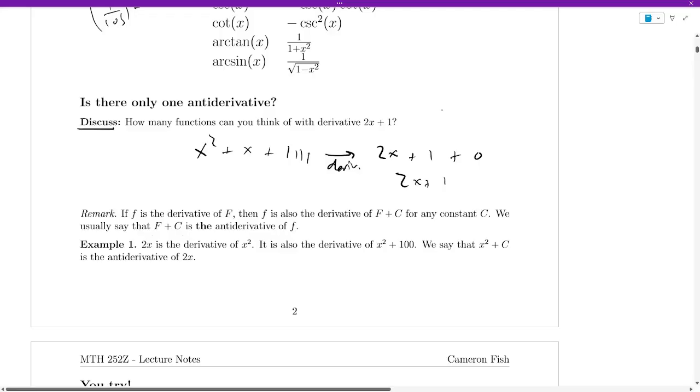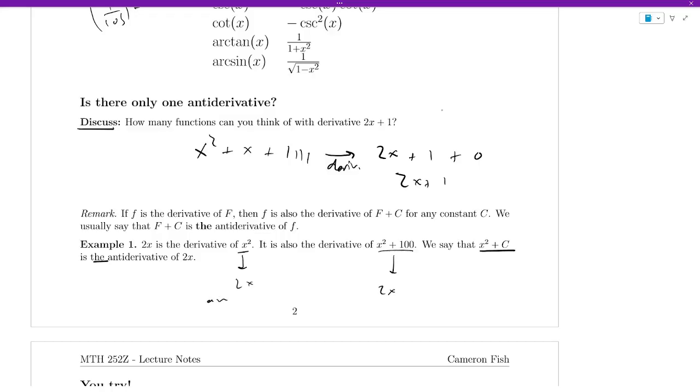For example, I know that 2x is the derivative of x squared. It's also the derivative of x squared plus 100, right? So I have two functions whose derivative is 2x. X squared goes to 2x, and x squared plus 100 also goes to 2x. So I will say that x squared plus c is the antiderivative of 2x.